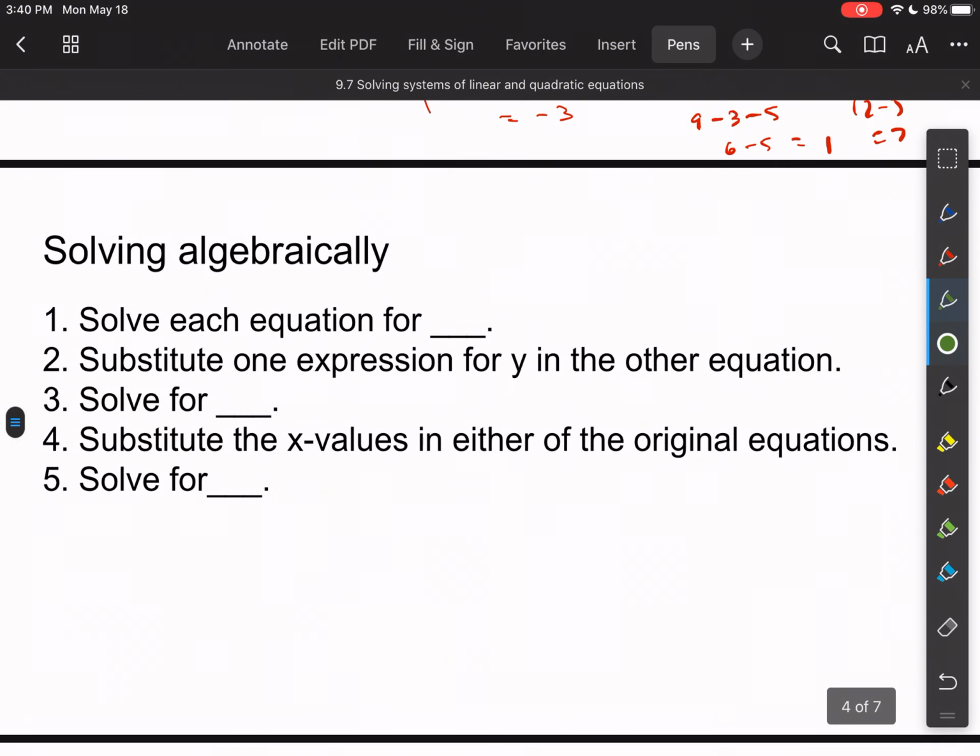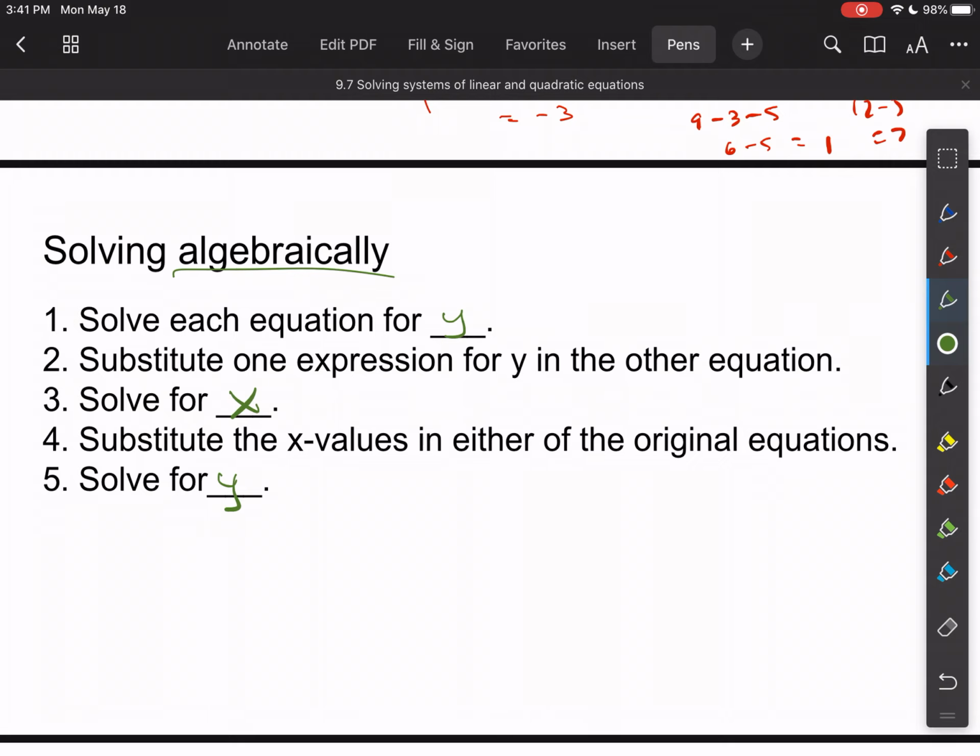The second part of this lesson is solving algebraically. To solve algebraically, I want you to solve each equation for the y value. Substitute one expression for y into the other, and then we're going to solve for x. Then substitute the x values into either of the original equations to solve, step 5, for the y value. So we solve for y, plug everything in, get x, plug x back in, and then solve for y. Sounds confusing.